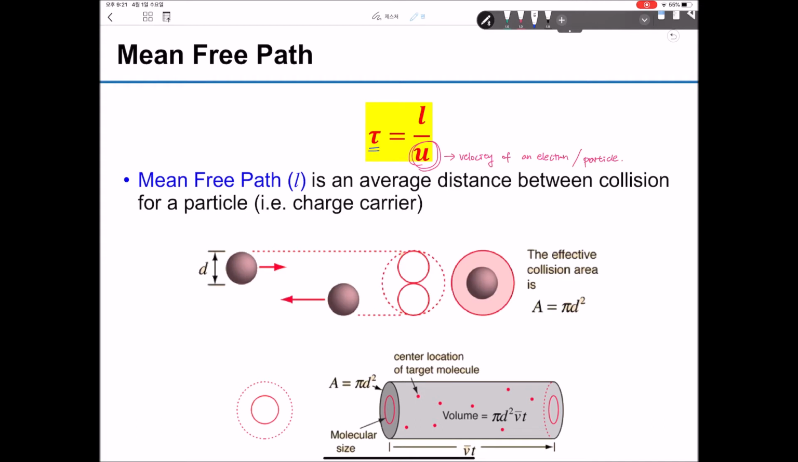And this distance that it travels without any collision is called the famous mean free path. Okay, this is very important, so I'm going to write another line. Mean free path is the average distance between collisions for a particle, for example a charge carrier or electron. So if an electron travels without any collision, the distance from right after one collision up to right before the next collision is called the mean free path.